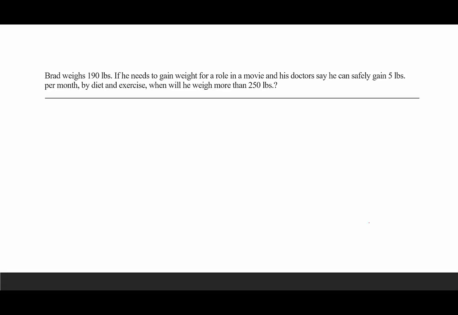All right, he's starting at 190 pounds, and then what's he doing? He's going to gain 5 pounds per month. So we're going to say plus 5 times m, and that would be a representation for his weight. And what do we want? We want to know when he would weigh more than 250 pounds. So here's how we're going to set up our inequality. Again, current weight plus the 5 pounds times the number of months is going to be greater than 250.